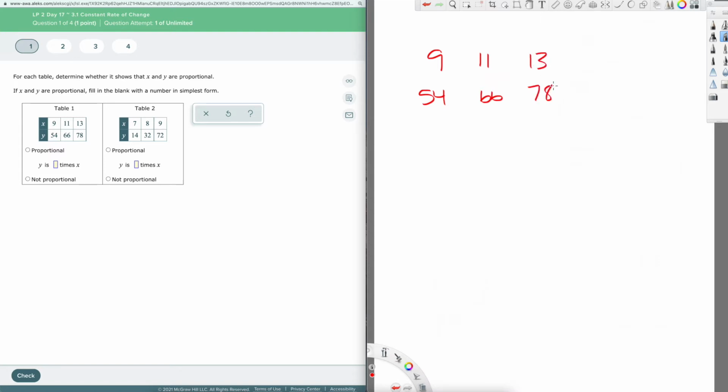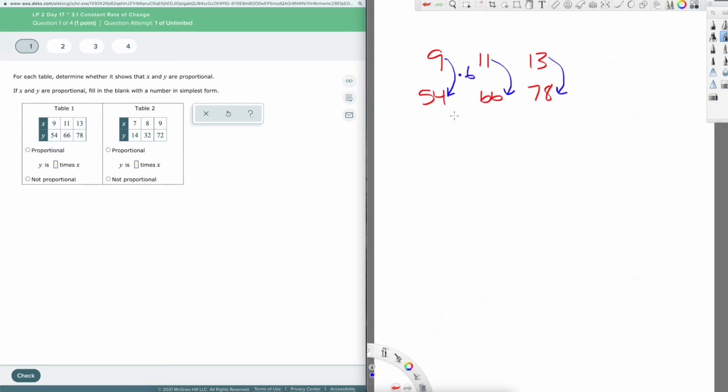All right, so in order to be proportional, we need to look at the proportion of y over x. And really what we want to do here is think, what do I need to do to x? Do I need to multiply, divide, add, subtract? What am I doing here to get from x to y? And so with this one, I can simply go like this and say, okay, what do I need to do here to get from 9 to 54? Well, I'd have to multiply by 6, wouldn't I?